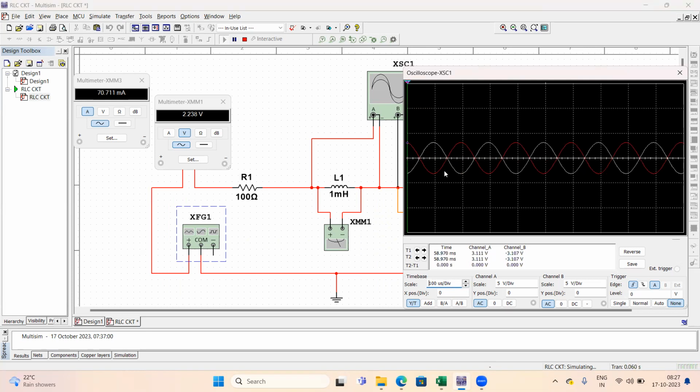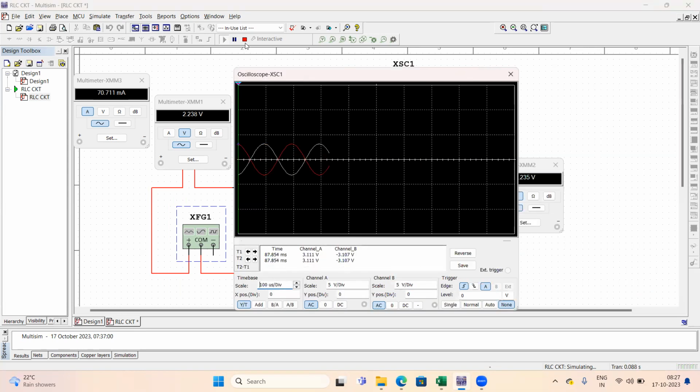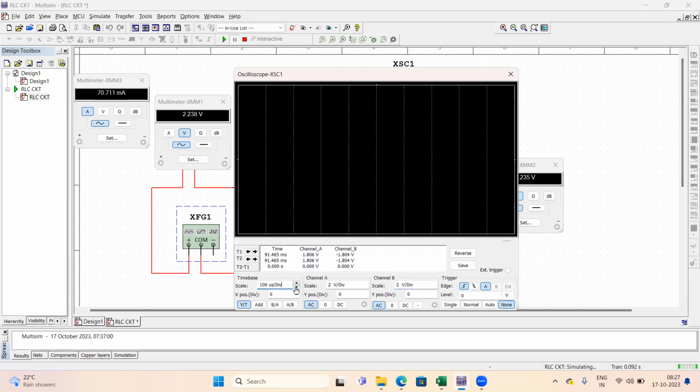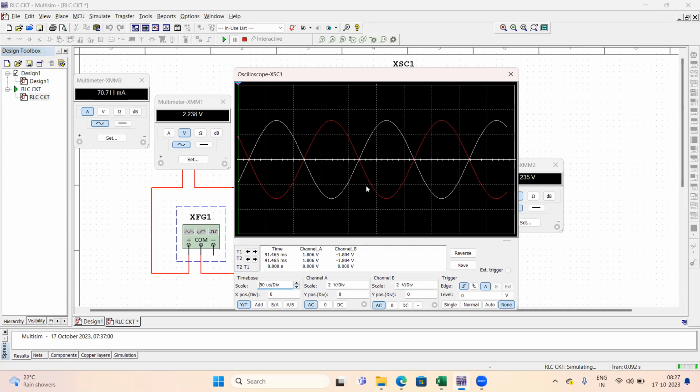As I said, this white one is connected across the capacitor and the red one is connected across the inductor. So here we can clearly observe this signal. We can see these two voltage sources actually have the same voltage value. We have kept the sensitivity of channel A and B similar, and you can see the voltages across these two components are similar, the same magnitudes.